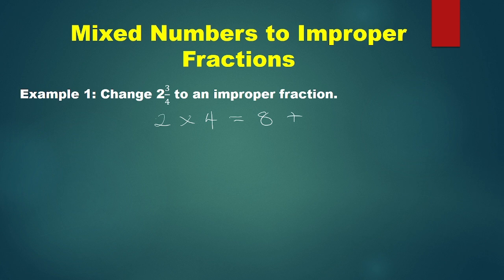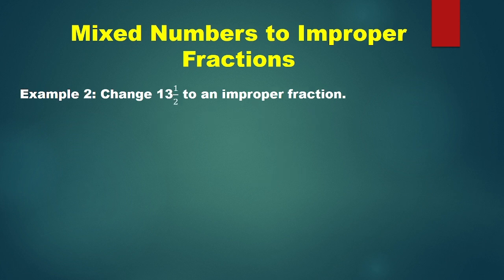Then I'll add my numerator. 8 plus 3, that gives us 11. Put an over sign, your denominator remains the same, which is 4. And that's just how to change mixed numbers back to improper fractions.